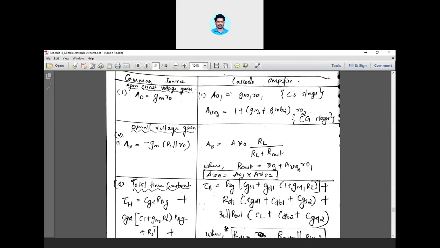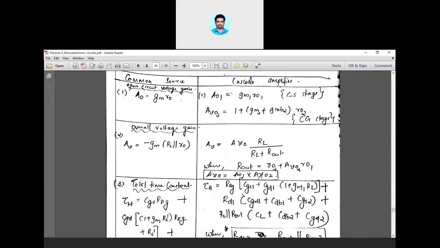So this is the equation for AV for CS, but when we go for a cascode amplifier, the equation for AV will be like this: AV equal to AV0 into RL divided by RL plus R out. What is AV0? That is the product of two stages. You have two stages, CG and CS, so the individual gains we have to multiply to get AV0. So AV0 into RL divided by RL plus R out. You know what R out is? R out is the output resistance of the second stage. The second stage is common gate, so that is R02 plus AV02 into R01.